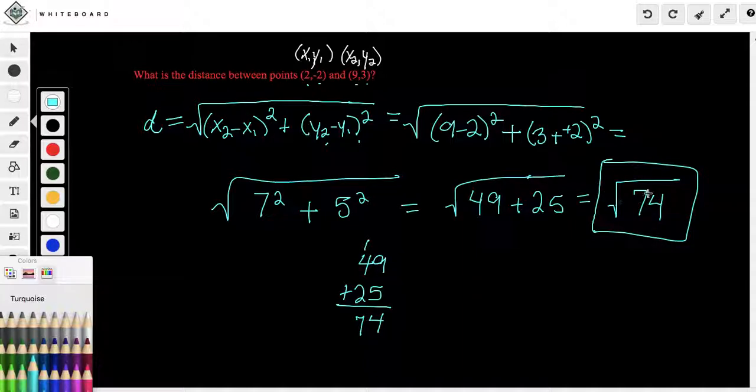A lot of times you're just going to be comparing this with other sides of the shape. So you just need to know if you come up with the same thing. If the other one's also square root of 74, then that's fine. You don't have to actually take the square root of 74 or estimate it or anything. Okay, and that's how you find the distance between 2 points on a line.